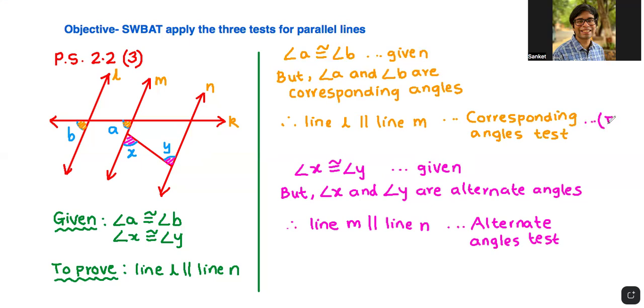Now, let me call this result 1 and result 2. Result 1 says that line L is parallel to line M. Result 2 says line M is parallel to line N. From both these results, we can say that if this line is parallel to this and this line is parallel to this, then this line is parallel to this line. So line L becomes parallel to line N. So line L is parallel to line N. Can say that from 1 and 2.